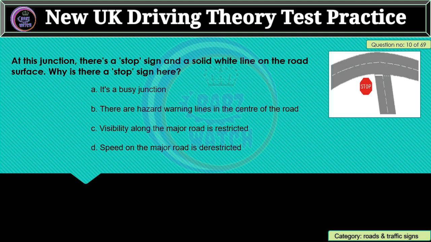Question 10 of 69. At this junction, there's a stop sign on a solid white line on the road surface. Why is there a stop sign here? A.